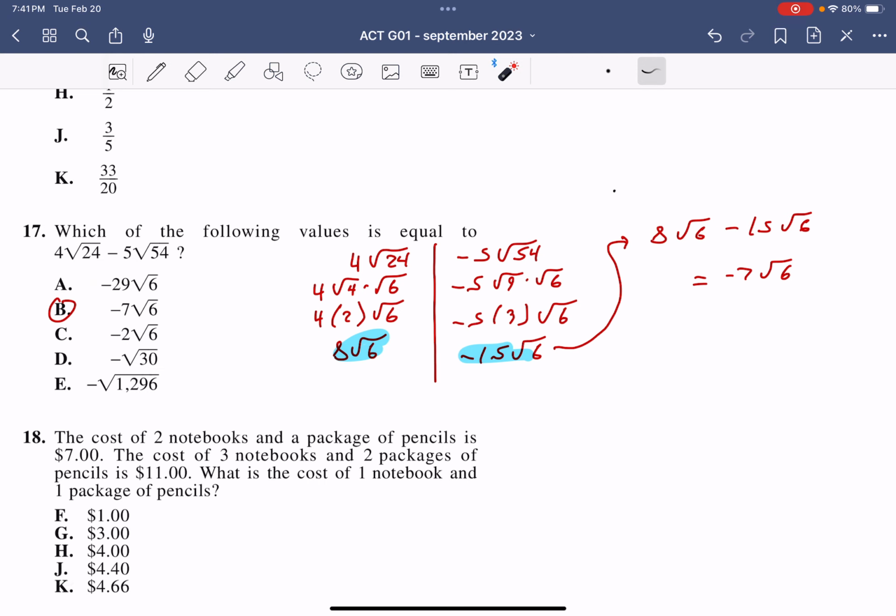The way to think about why we can actually do this conceptually is because this is saying I have some number here, and we're saying that I have 8 of those. And over here, I have the same number, but I have 15 of those. So if I have 8 of these things and I subtract 15 of those things, I am left with negative 7 of those things. So hopefully that provides some clarification.